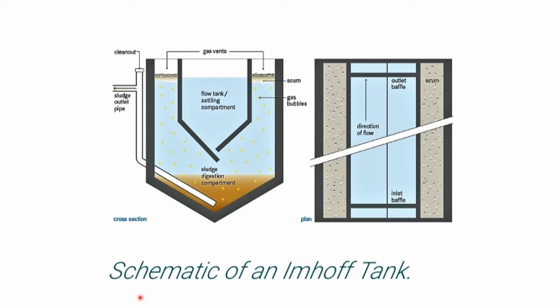This is the schematic of an Imhoff tank. As you can see, this is a V-shaped tank and the sludge is settled down at the bottom. This is the sludge outlet pipe, and this is the cross section of the Imhoff tank, and this is the planar view.